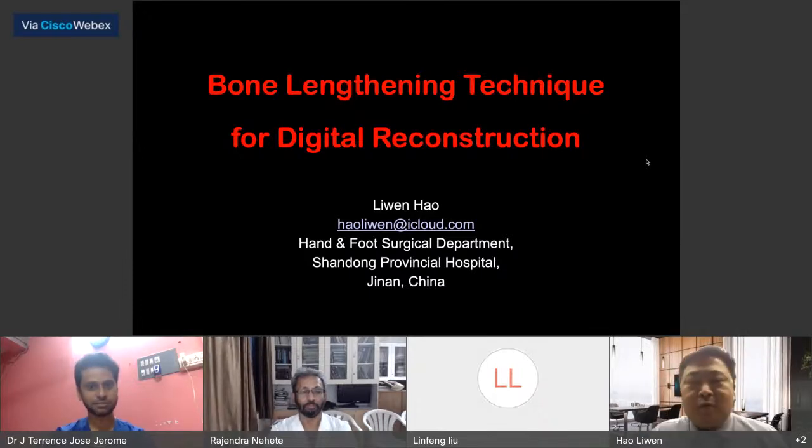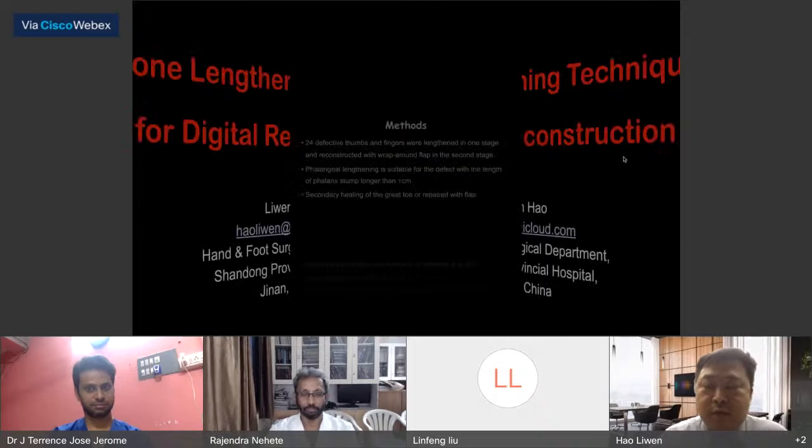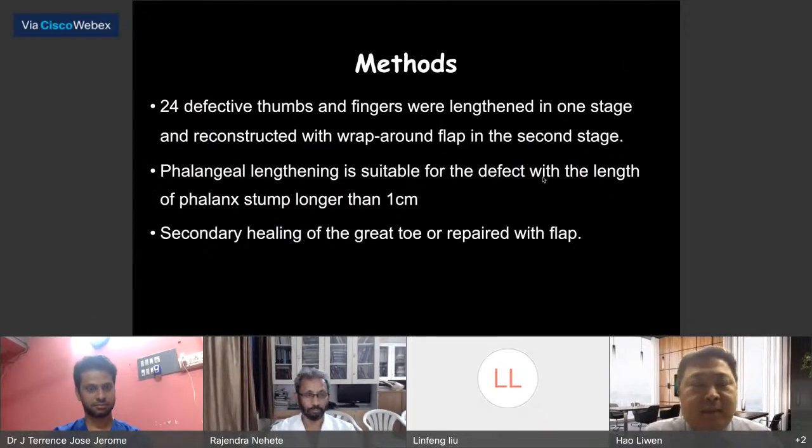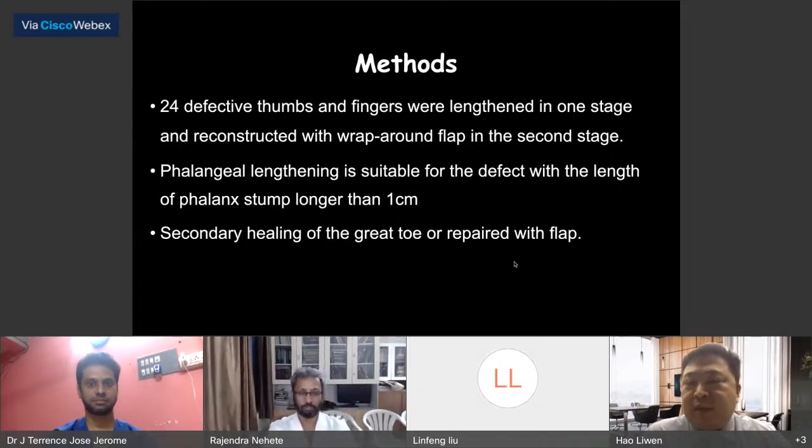Hello, everyone. Good evening. I will report the bone lengthening technique for digital reconstruction. Methods: there were 24 defective thumbs and fingers, treated in less than 1 stage, and reconstructed with a wraparound flap in the second stage.